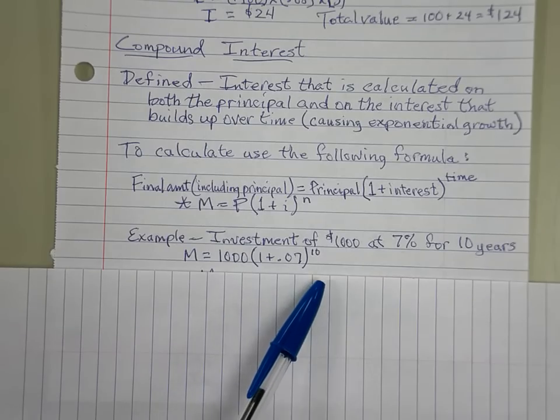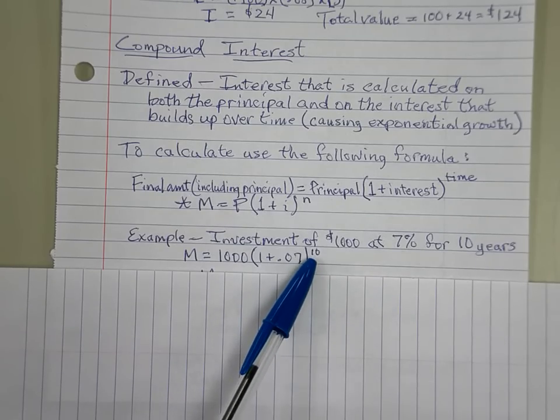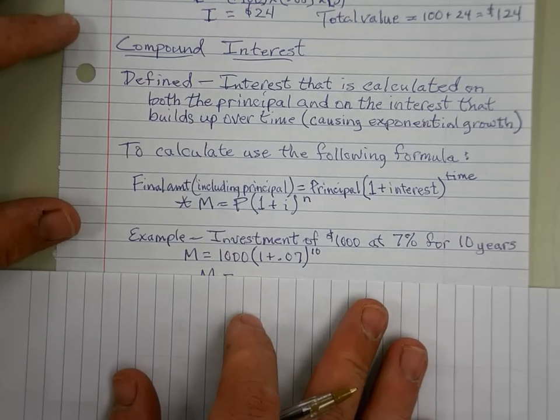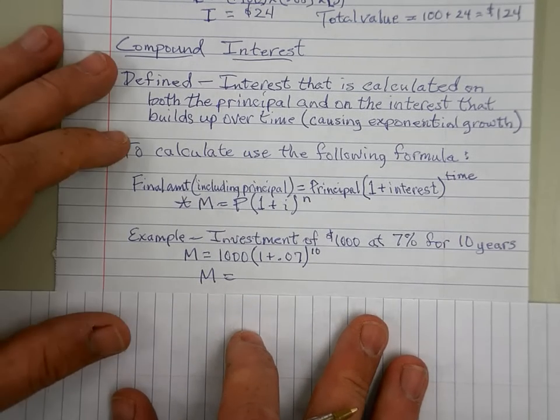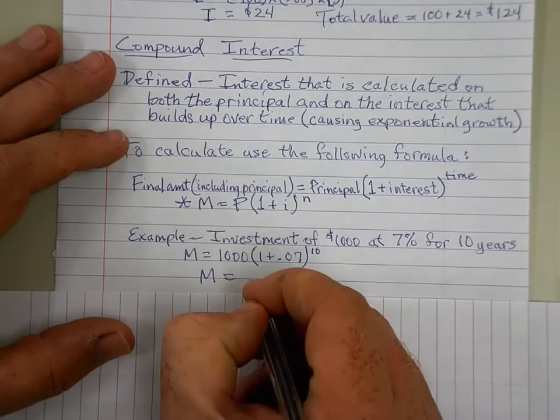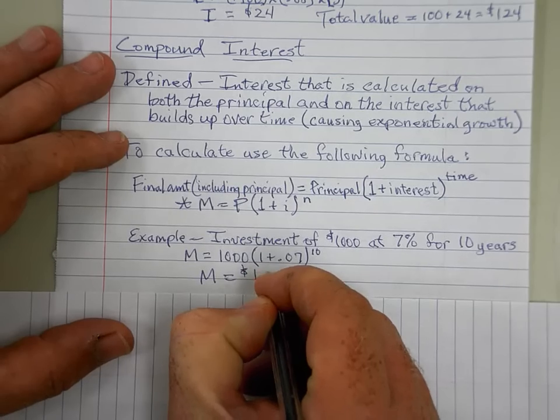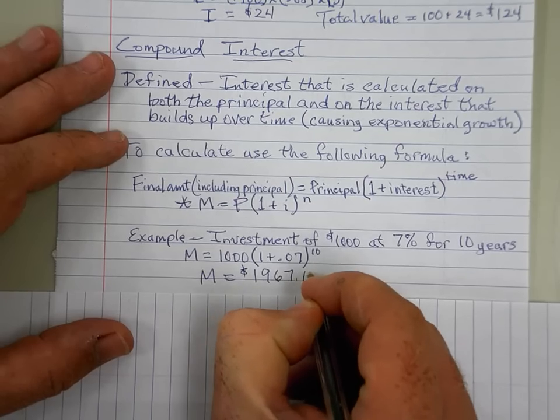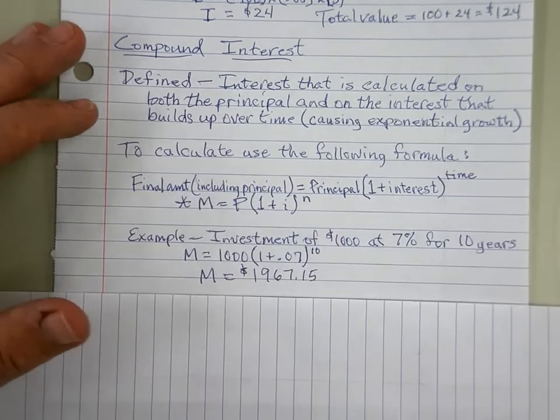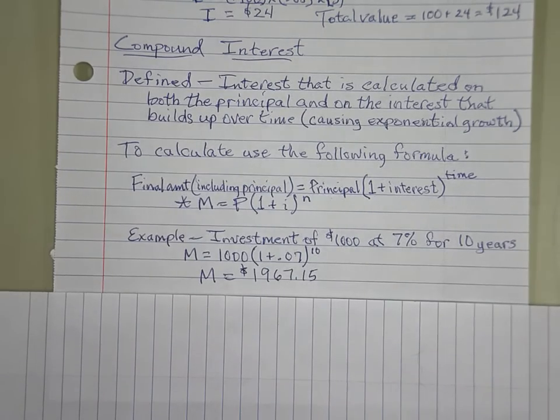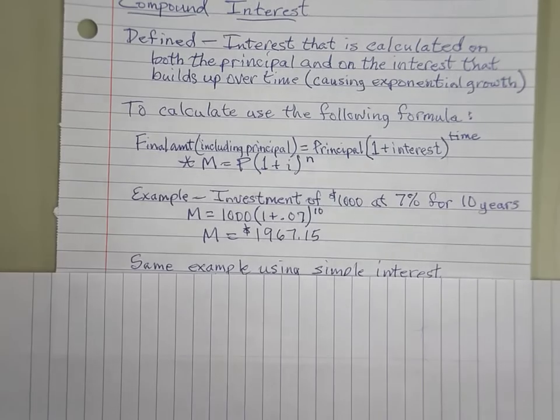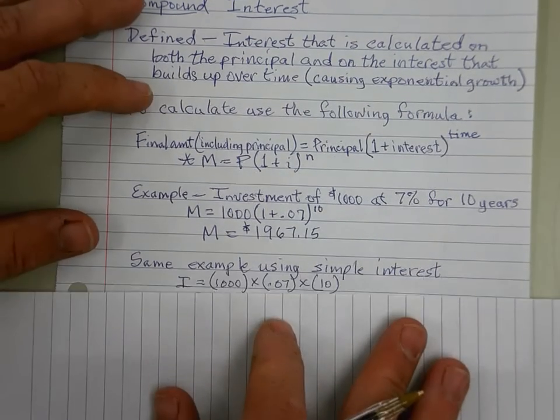We've got M equals $1,000, the amount of our principal, times 1 plus the rate, 7%, and because it's 10 years, it's taken to the 10th power. So using your order of operations, you're going to come up with a total here equal to $1,967.15. So it will have almost doubled in that 10 years' time.